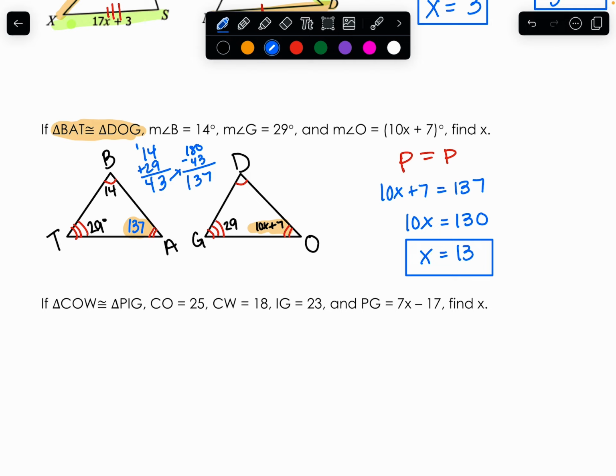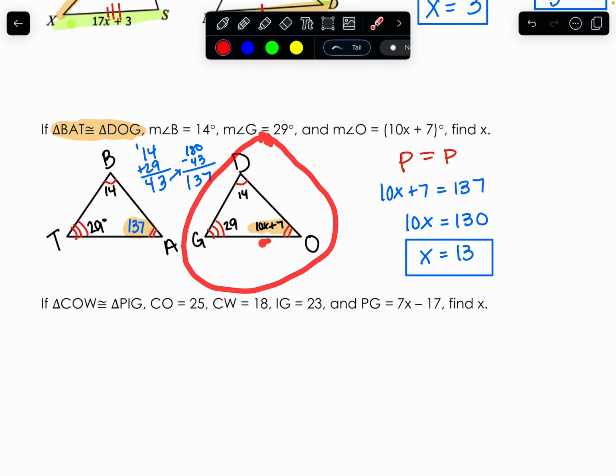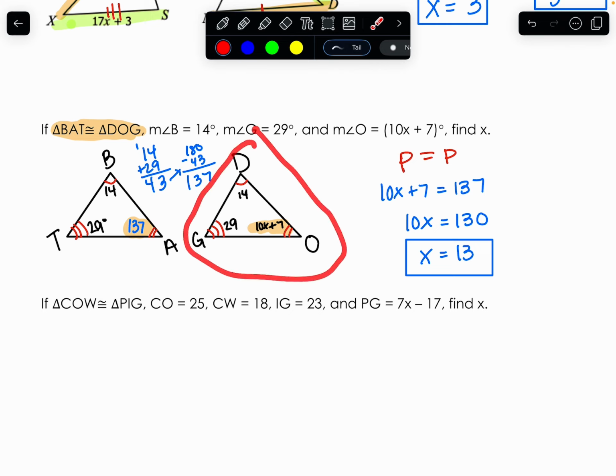The other way you could have done this is, well, we know B is 14, so D is also 14. And then we know triangles add up to 180, so you could have done this as part plus part plus part equals 180 to solve for x, and you should get 13 as well. So it doesn't matter which way you're thinking about it, as long as you're following theorems, you're following things that match. So if you end up doing part equals part, you would have gotten also 13.